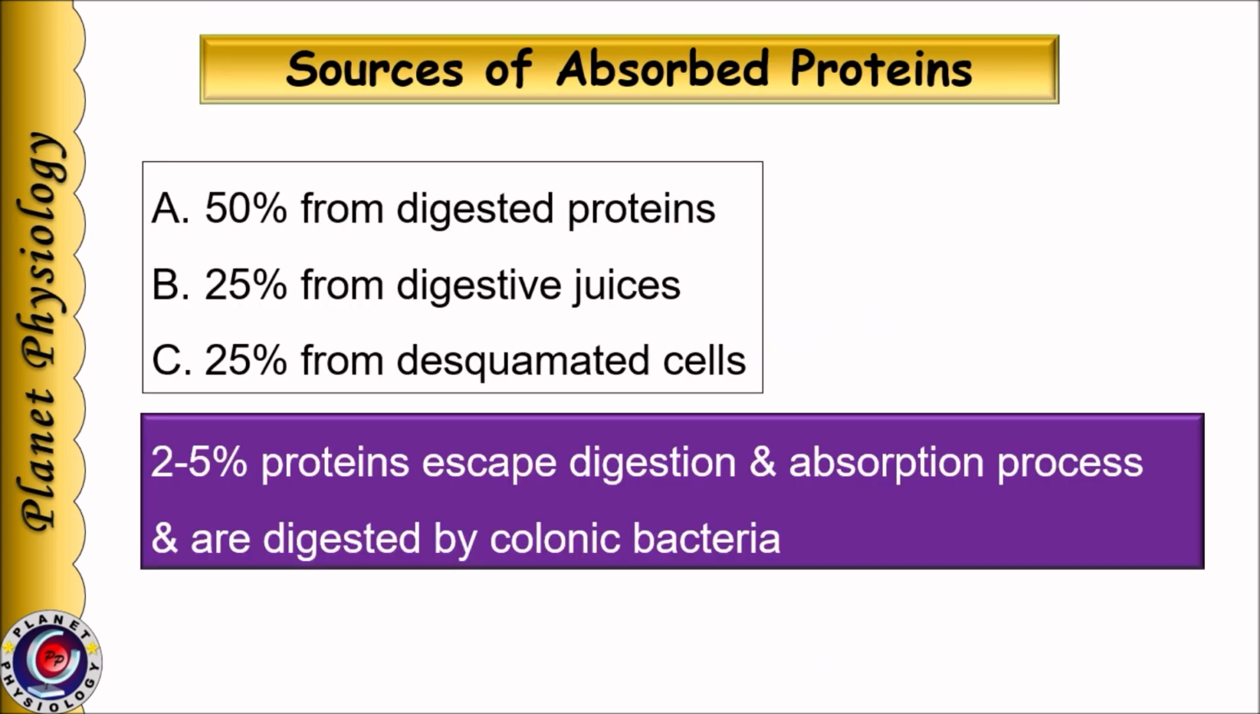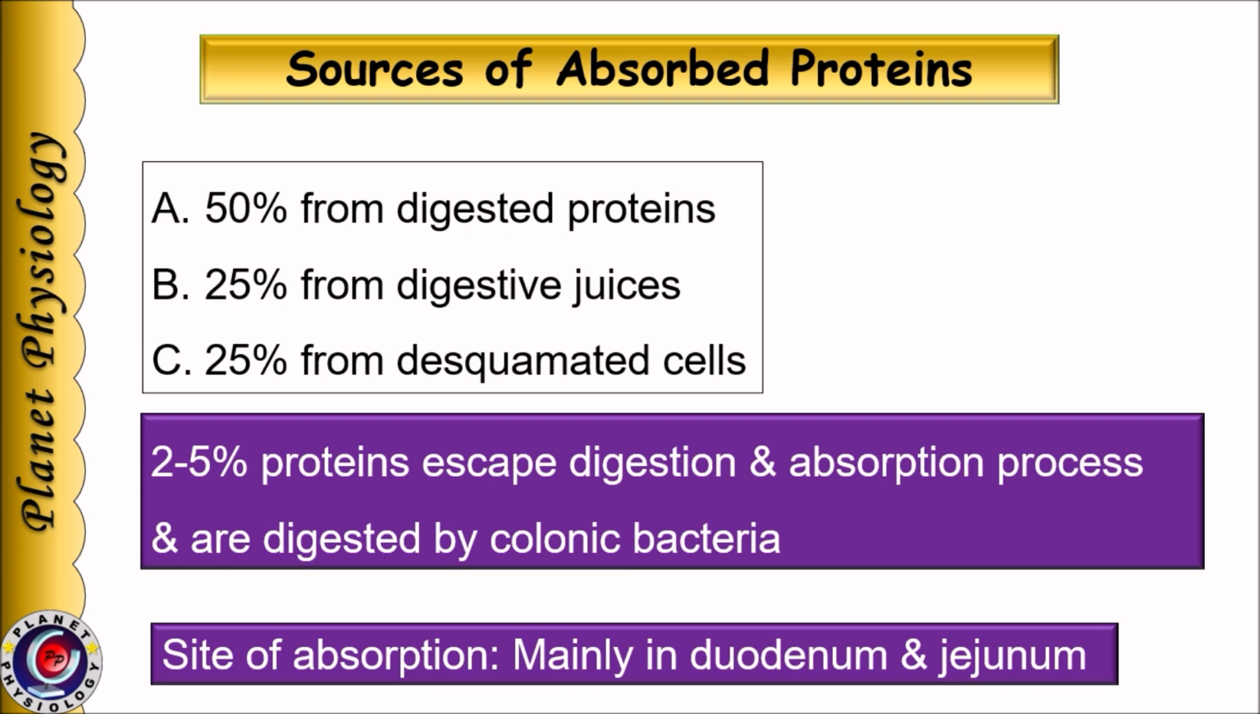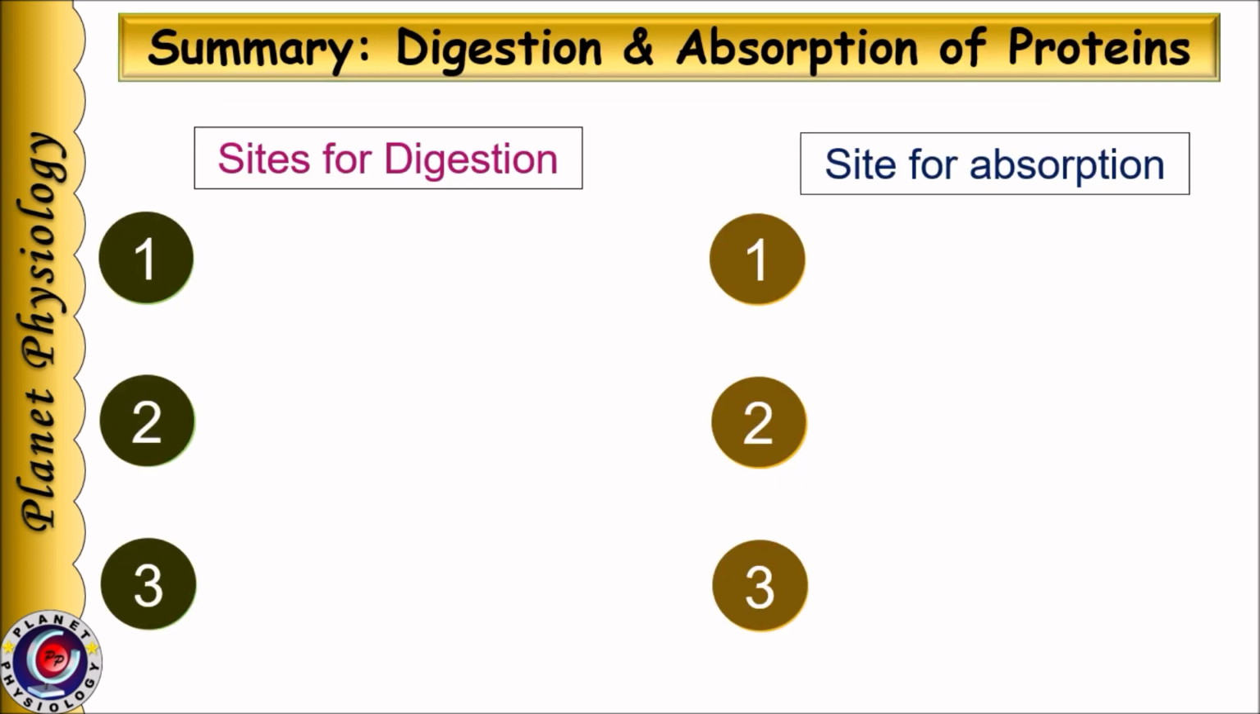Out of total digestive end products of protein, 50% comes from diet, 25% from digestive juices and 25% from desquamated cells. 2 to 5% of the proteins escape the process of digestion and absorption and reach colon. Here they are acted upon by colonic bacteria and are further digested. The main site for protein absorption is duodenum and jejunum, and very small quantities of proteins are also absorbed at the level of ileum. Let us quickly summarize the protein digestion and absorption process.